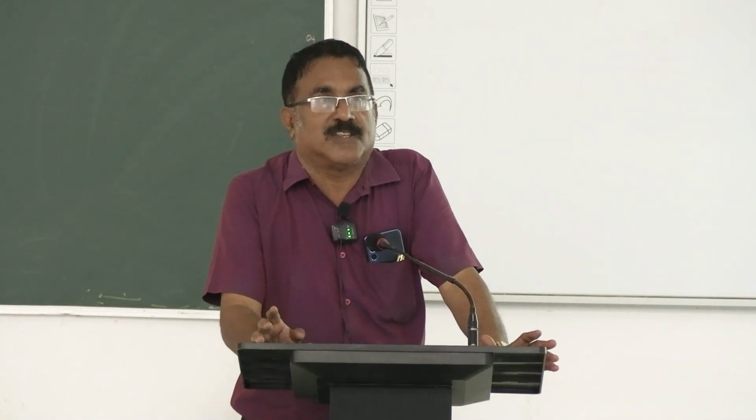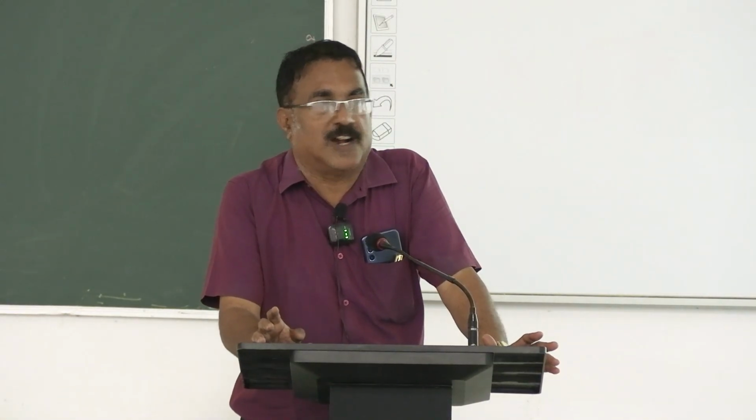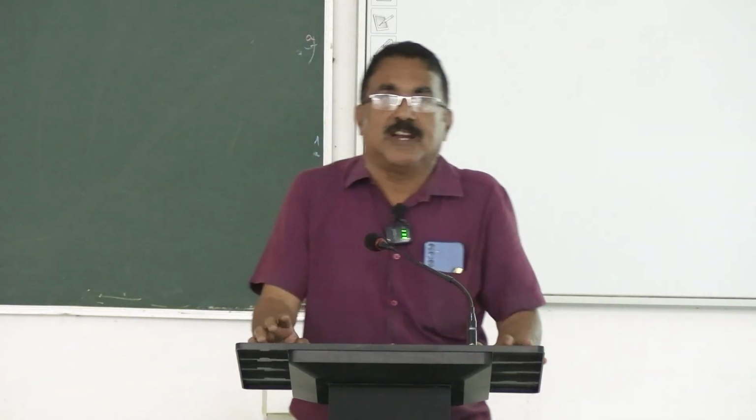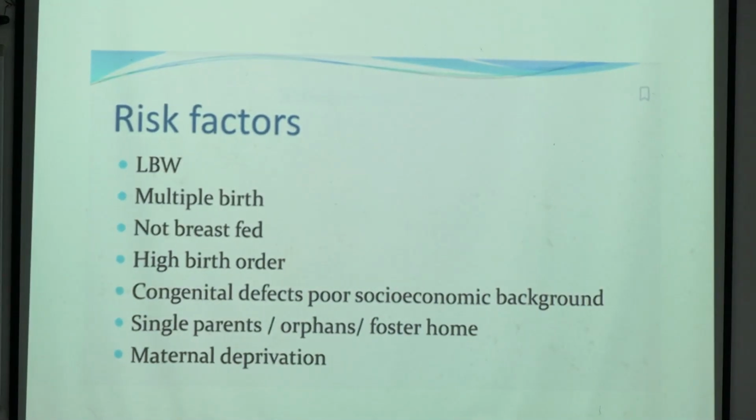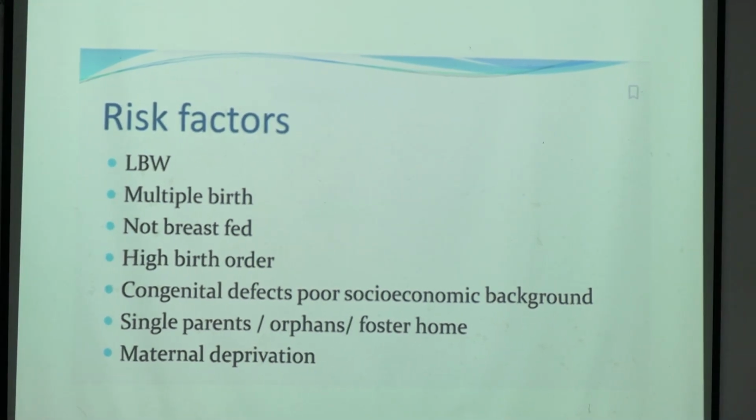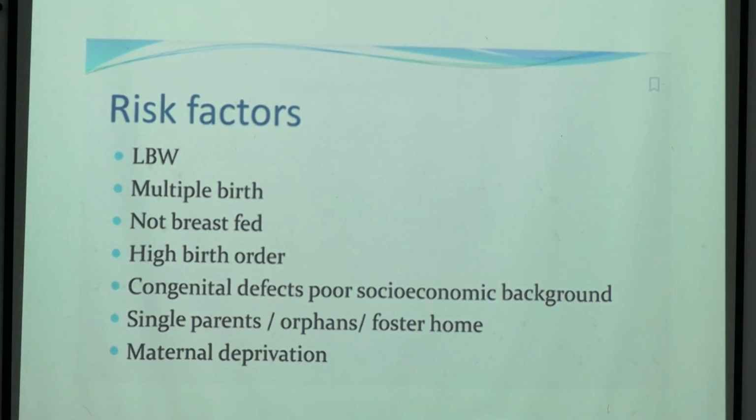There may be endocrine disorders, then also coronary heart disease, growth retardation, lack of adequate care for pregnant women, and acute illness or surgery. So these are all various factors which are responsible for malnutrition. Again, low birth weight, multiple births, not breastfed, high birth order. So if the child is the last in, say, 4 or 5 children, the child is likely to get neglected. Congenital defects, poor socioeconomic background, single parents, orphans, foster homes, maternal deprivation. If the mother is no more, then the child can be malnourished.